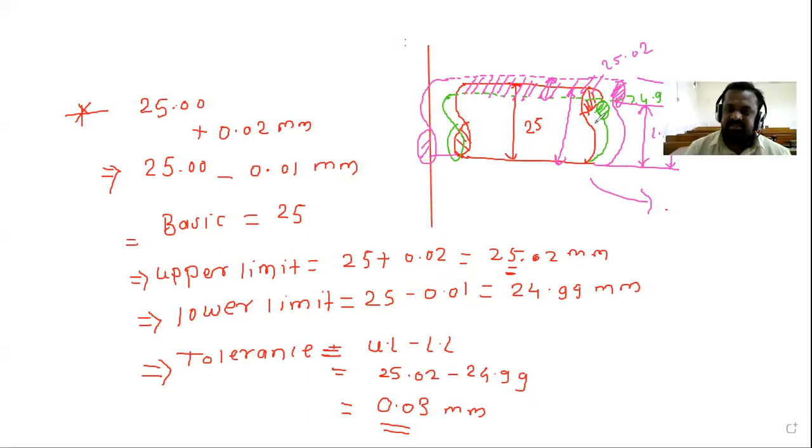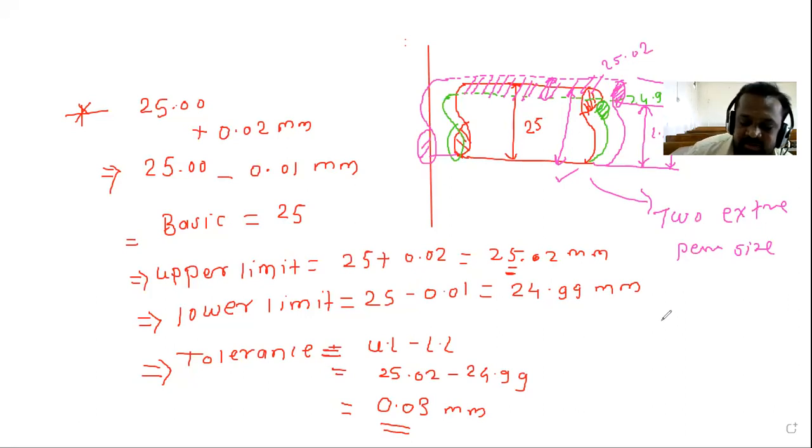Okay, now see, understood how it is looking graphically, the representation of that limit? Yes, sir. Now understood the limit. What is meant by limit? Limit is nothing but it is the two extreme permissible sizes. One size is given to the upper side, another size is given to the lower side.